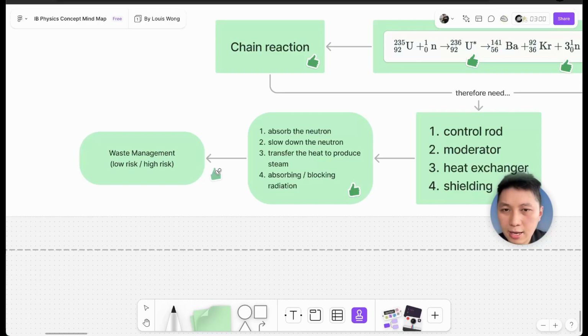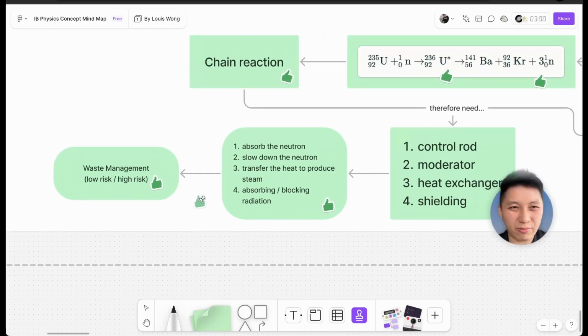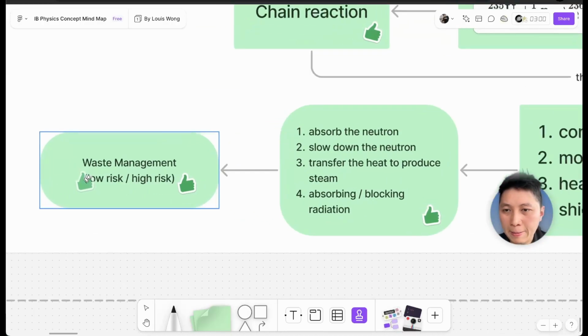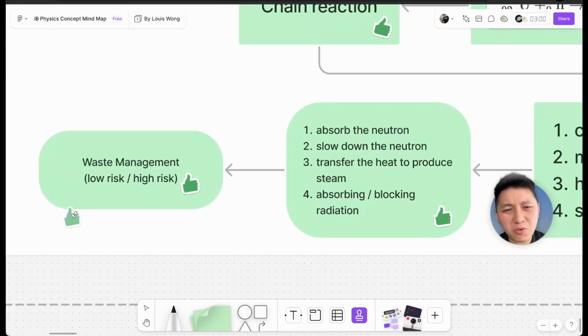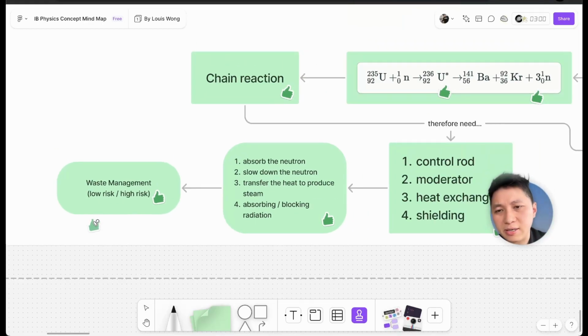And lastly, whenever you build a nuclear reactor, there's always some sort of waste you have to manage because it is radioactive. There are 2 kinds. It's a very new thing in this syllabus: low risk and high risk waste management. The simple idea is if it's high risk, meaning it's super radioactive, then different countries would decide to put it in a lot of thick lead, for example, and bury it really deep underground, so that it won't affect people on the ground and the residents.